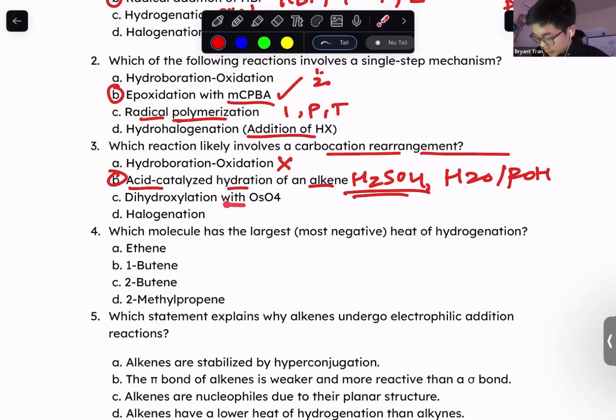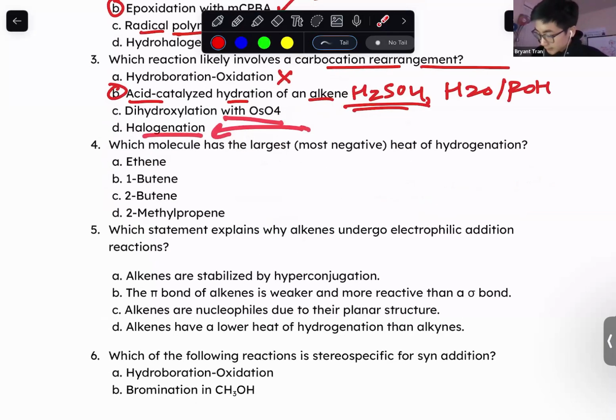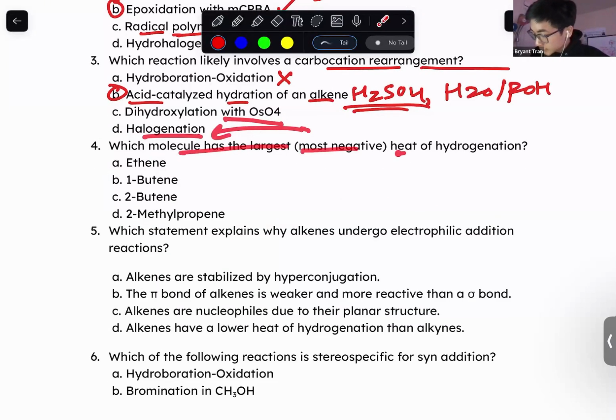C, dihydroxylation with OsO4, no carbocation intermediate gets formed. Halogenation, no carbocation intermediate gets formed, right? Because the intermediate for halogenation is a bromonium ion if you use Br2, or chloronium ion if you use Cl2. Okay. So next one, which molecule has the largest heat of hydrogenation?